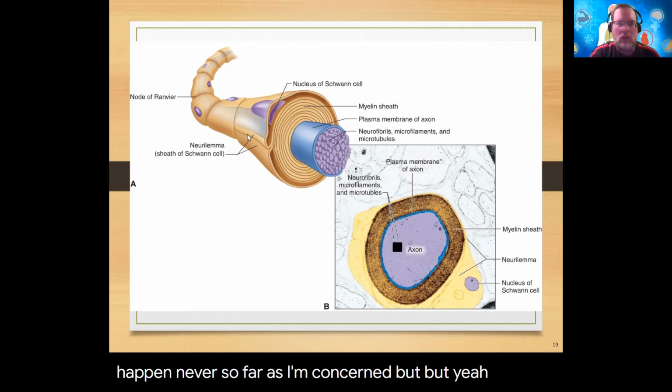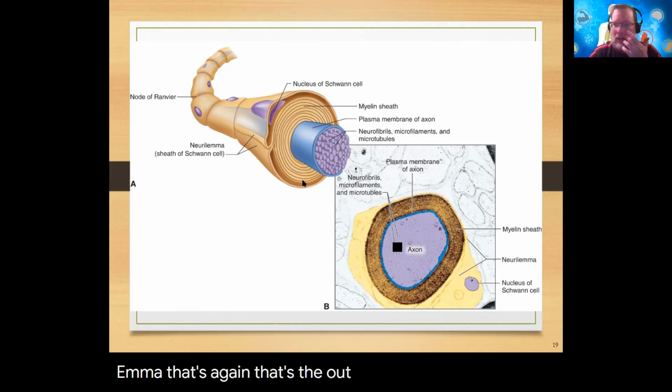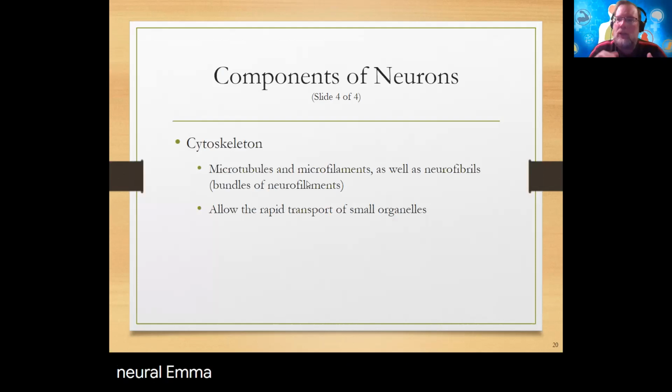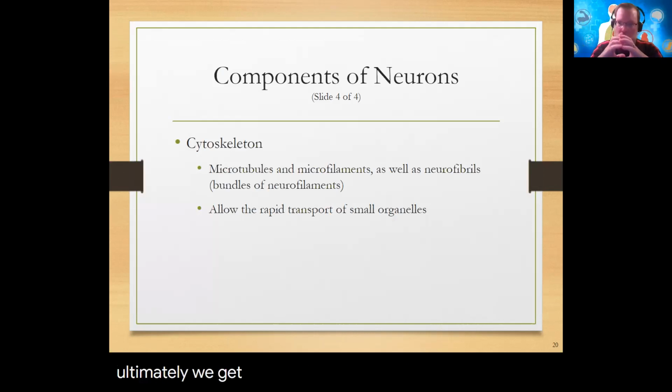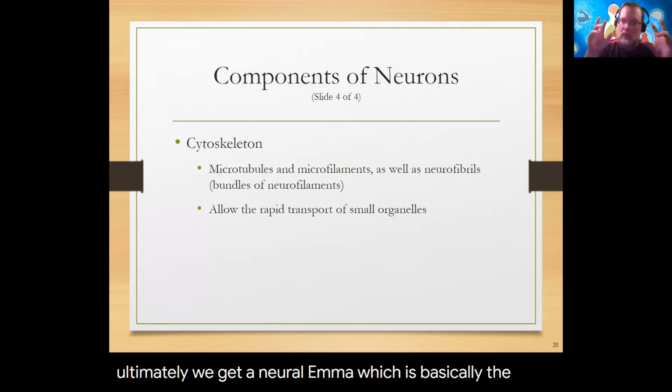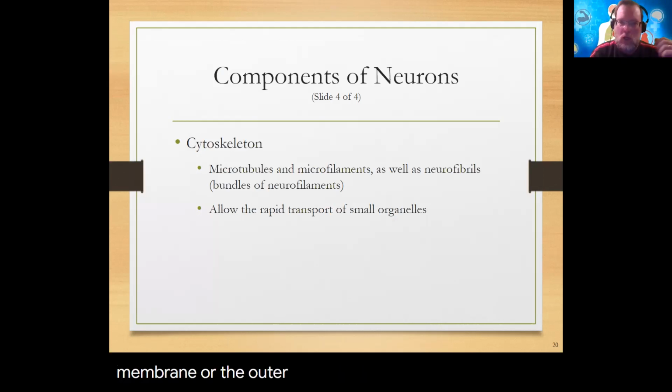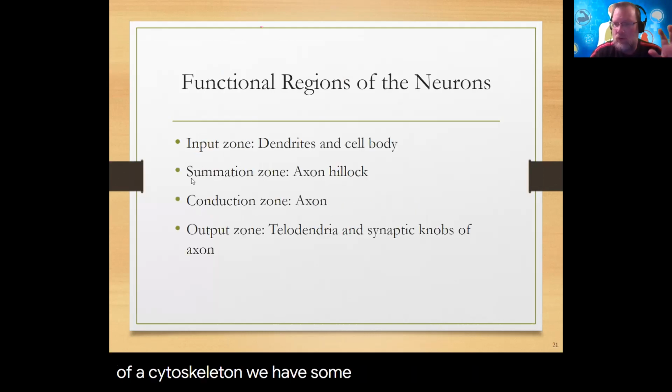But yeah, neurolemma. That's the outer kind of covering of a nerve fiber or a neuron. Okay, the myelin sheath makes up the neurolemma, and the Schwann cells create the sheaths. So Schwann cells make the myelin sheaths, and then ultimately we get a neurolemma, which is basically the membrane or the outer coating. And we do have a little bit of a cytoskeleton. We have some microfibers, microtubules as well.